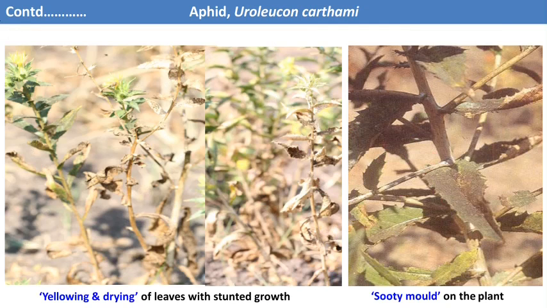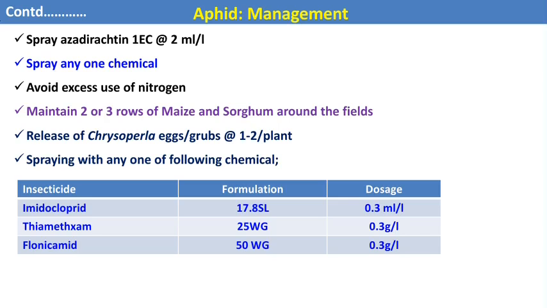Due to the development of the fungus, the plant parts become blackish in appearance, and it directly affects the photosynthetic rate. And in case of severe infestation, yellowing and drying of the leaves occurs and the plant becomes stunted in growth. So for the management of the aphids, we should go for the management practices.